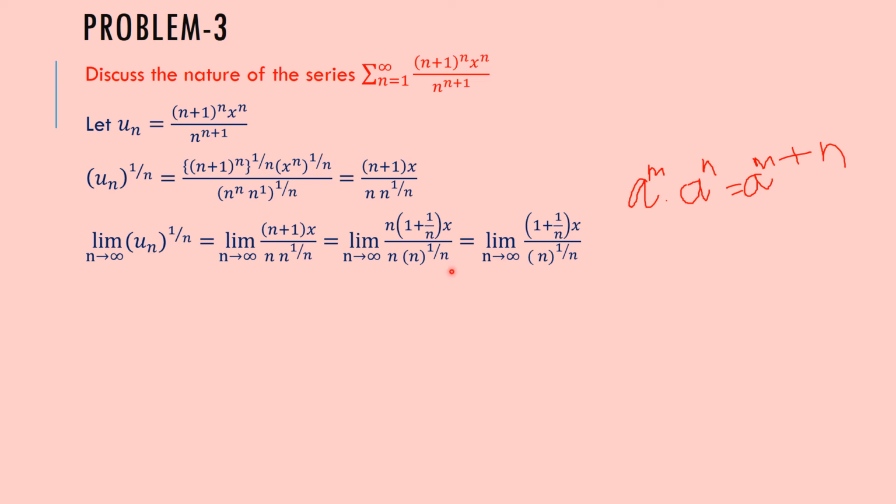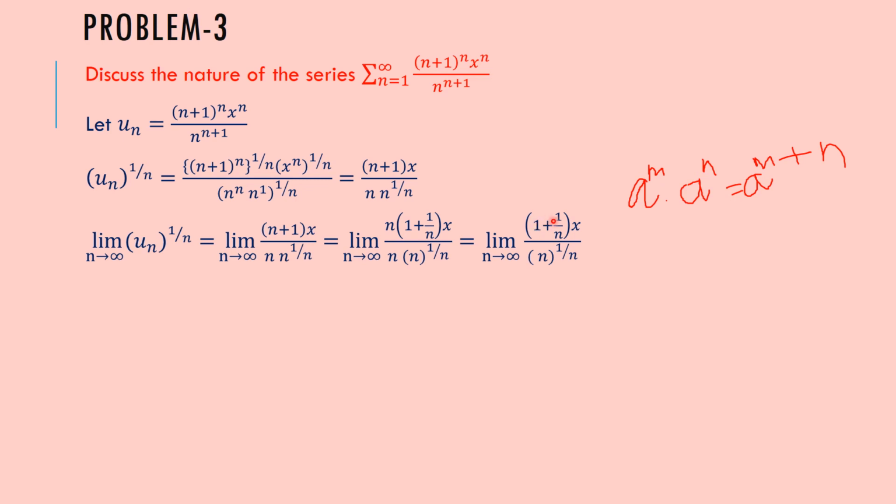Remains limit n tends to infinity 1 plus 1 by n into x divided by n power 1 by n. Now we have limit of numerator divided by limit of denominator. We can apply limit separately, and we know that limit n tends to infinity 1 plus 1 by n, here directly applying limit. So limit of 1 is 1, limit of 1 by n whenever n tends to infinity is 0.